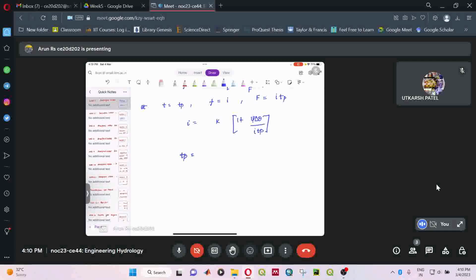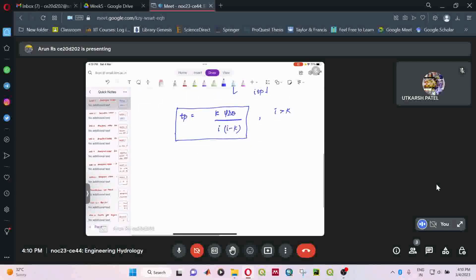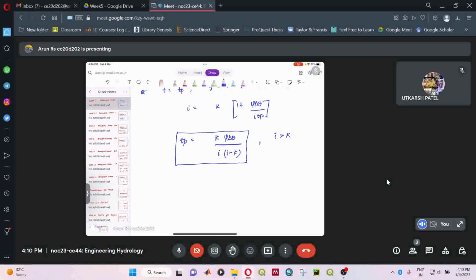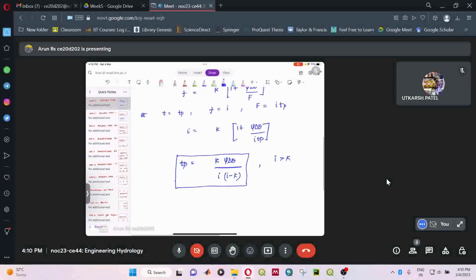The time of ponding will be equal to K psi delta theta divided by I times I minus K, provided your rainfall intensity is greater than your saturated hydraulic conductivity. This is the Mein and Larson equation to calculate the ponding time, which is applied in the Green-Ampt equation. Sir, what is I here? I is the rainfall intensity, and K is the saturated hydraulic conductivity.